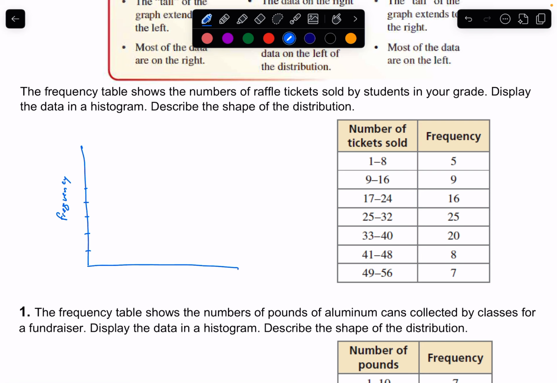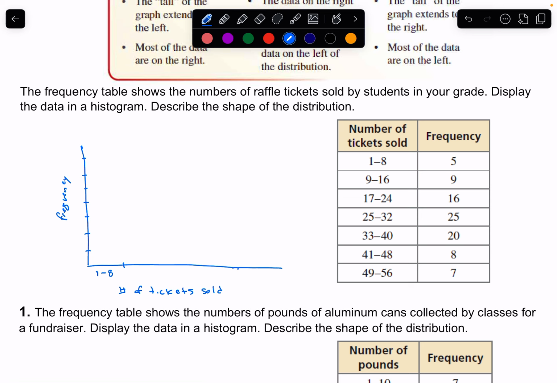So this first histogram should be pretty easy because it gives me the categories and how often they show up. Number of tickets sold, 1 through 8. So at the bottom, I'm going to say number of tickets sold. And I might need to make this a little bit wider. And I'm going to go 1 through 8 right here. So this is 1 through 8 tickets, and there were 5 tickets sold.